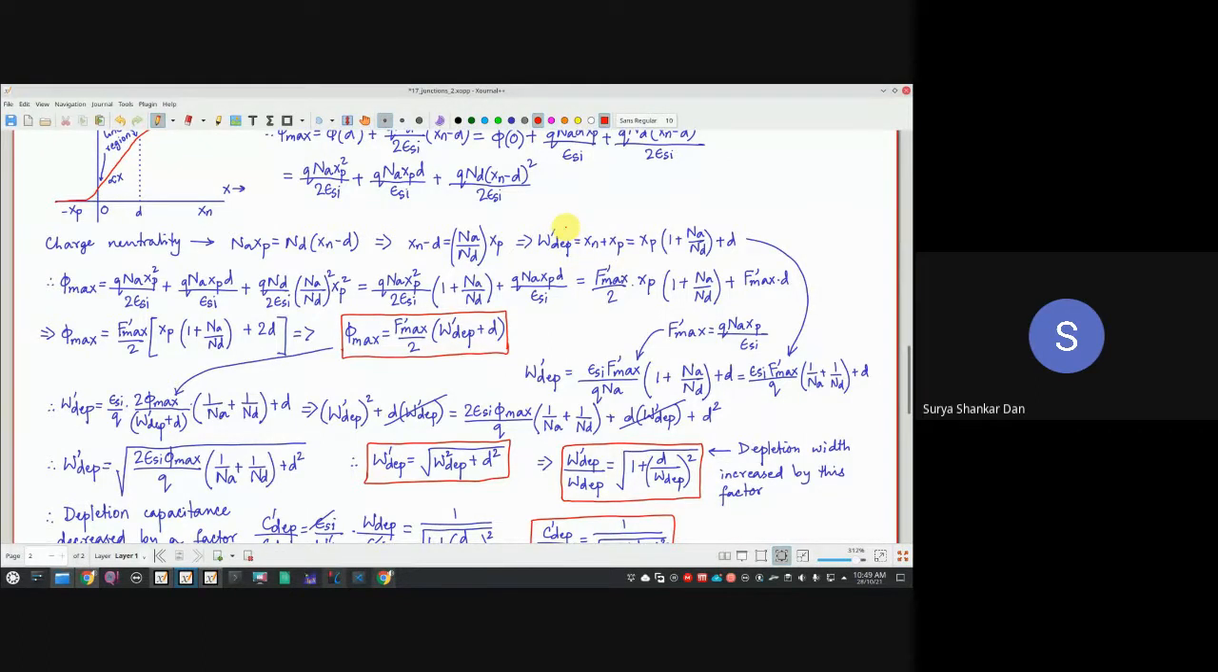Again, dash means for the PIN diode, PIN junction. So phi max, I have done it, and essentially we have found out phi max in terms of F max dash. Note, I did not bother to put a dash over here because this phi max is always going to be the same as the phi max without that I region. Please try to understand why. Because this phi is the potential. The potential has to remain the same as in a normal PN junction without that I region.